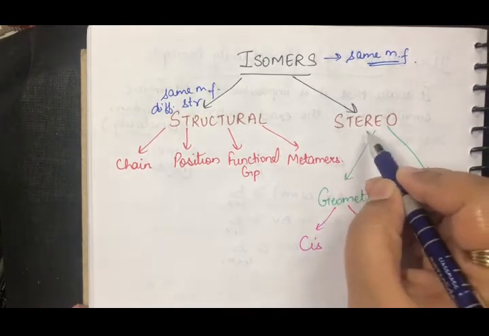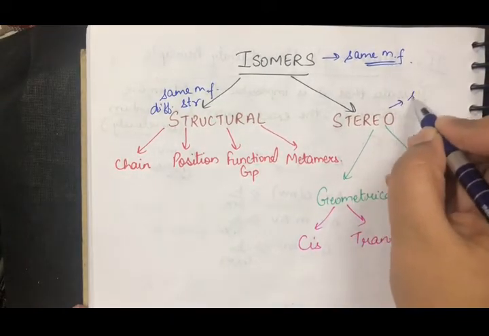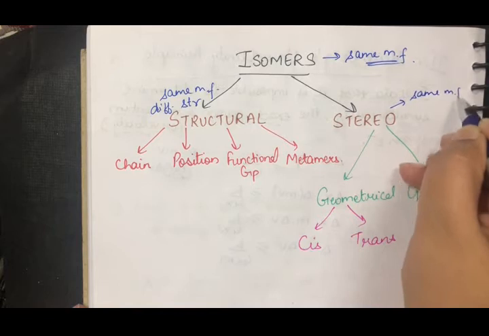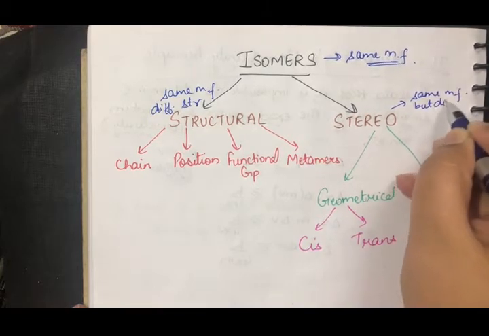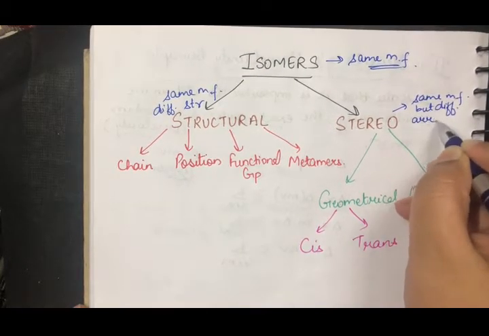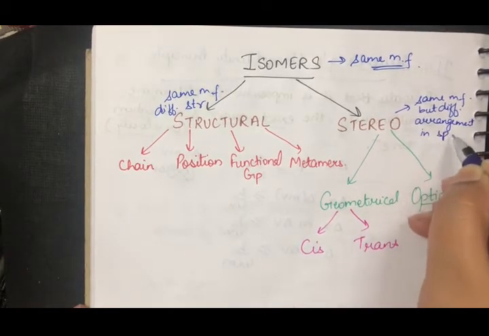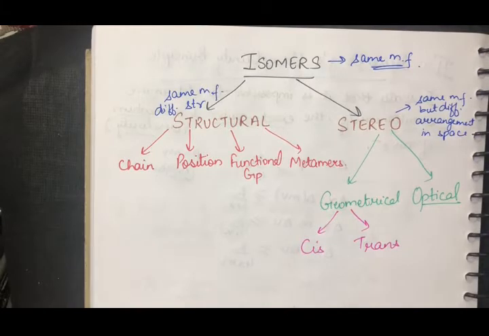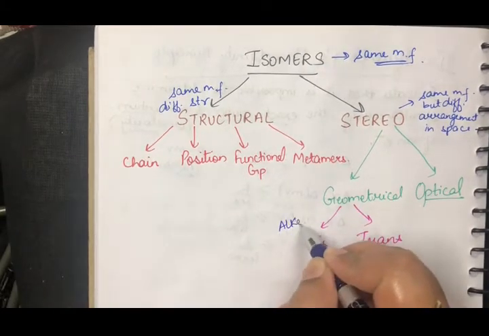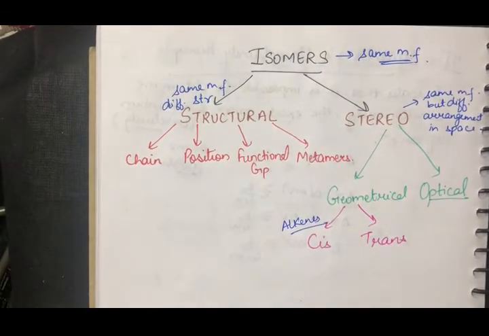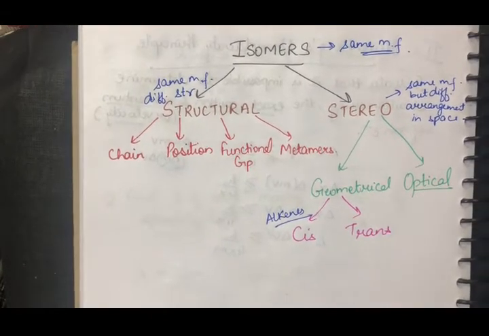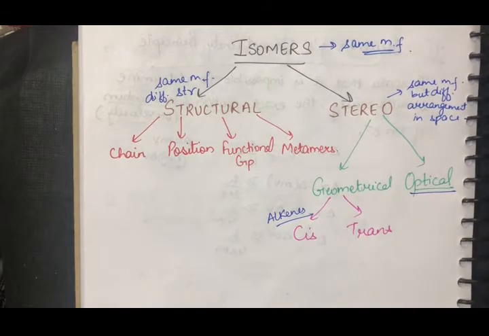video. Now then, stereoisomers, they are same molecular formula but different arrangement in space. They are of two types. One is geometrical, which we have already done in the heading alkenes in class 11th. One is cis and other is trans. And now we come to another important isomers, which are optical isomers.